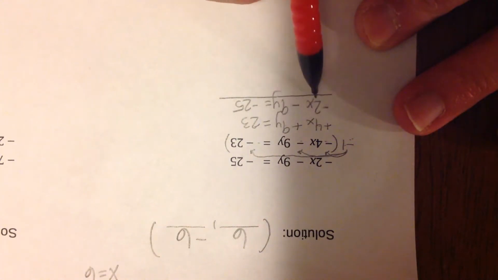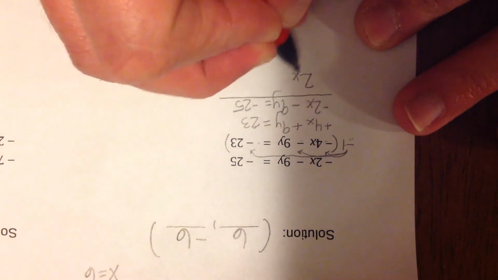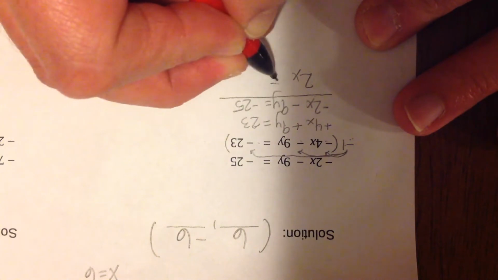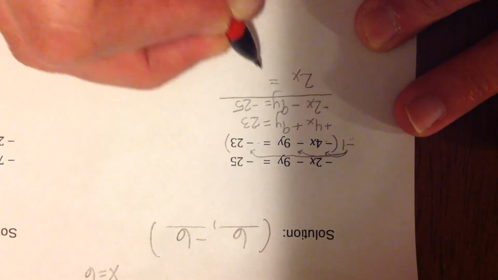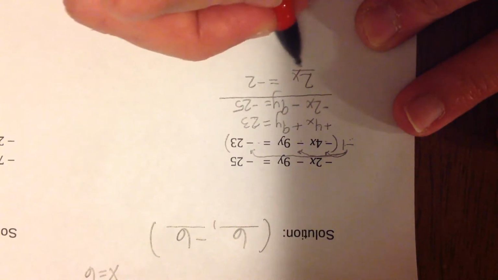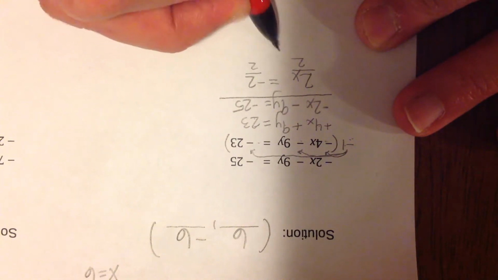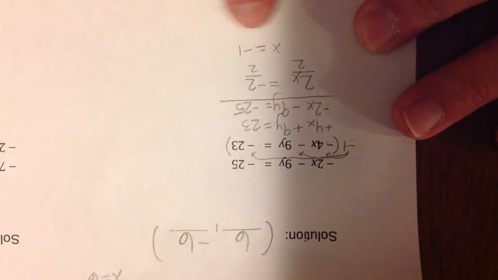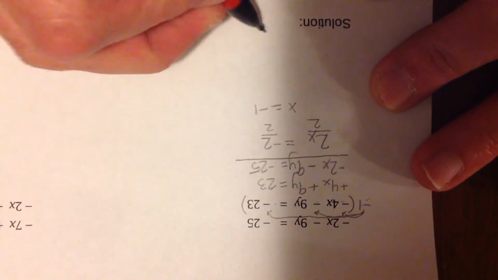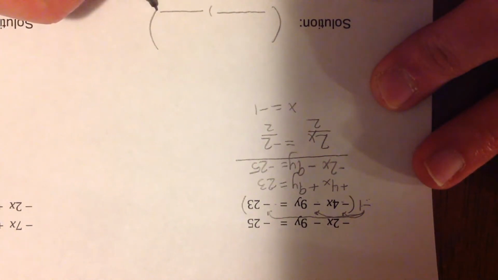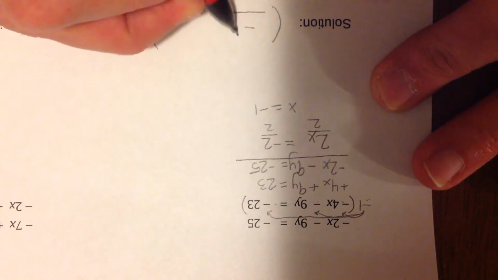So 4x minus 2x is 2x. 9y minus 9y cancel each other out, there's 0y. And 23 minus 25, or 23 plus -25, is -2. Then I divide both sides by 2, and x equals -1. Now if you notice, in the last ones we solved for y first, this time we solved for x first. So you have to make sure you're putting these in the correct spot in our ordered pair. Since x is -1, I'm going to drop it in the x slot.